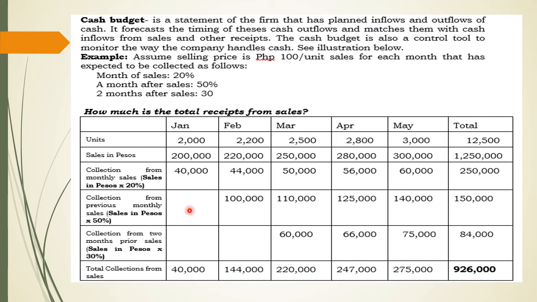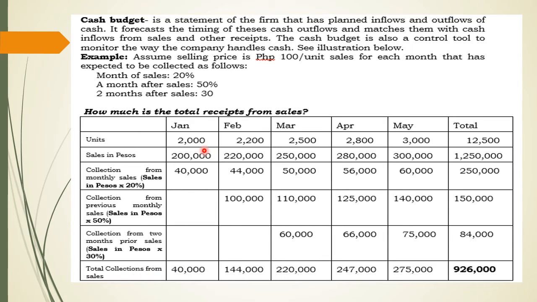Collection from previous monthly sales, zero na siya. Walay nakatatak dinhi. Why? Dinhi pa man ka nag-start sa January, wala may December. Collection man sa previous monthly, so, dapat sa December na December diri. Ang iyang collection adto times 50%. Wala may December, kaya nag-start ka January. So, walay nakabutang dinhi nga amount. Next is collection from 2 months prior sales. Wala gihapon because dapat December, November, wala man. January man ka nag-start. So, therefore, wala gihapon siya.